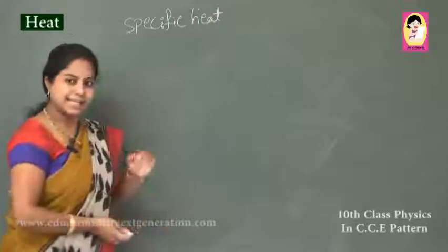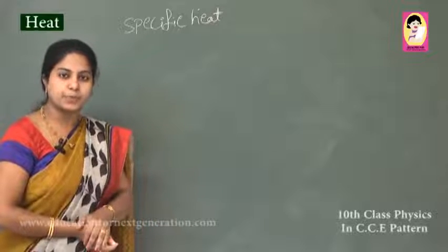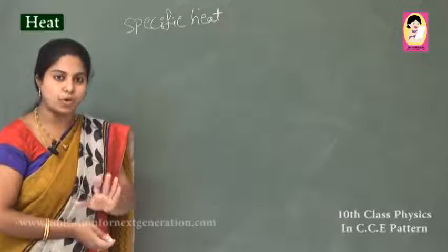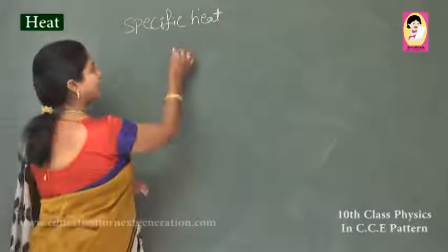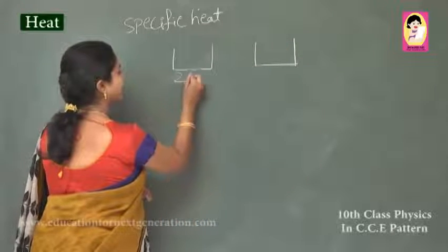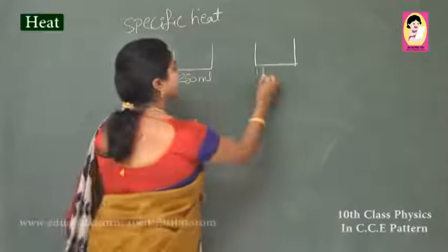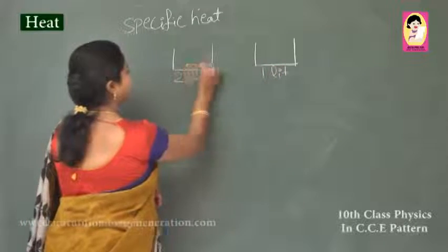We know about heat. So what is specific heat? This will be proved by, again, a small experiment. For that we again have to take 2 beakers. In one beaker we fill 250 ml of water, and in the other beaker 1 liter of water.